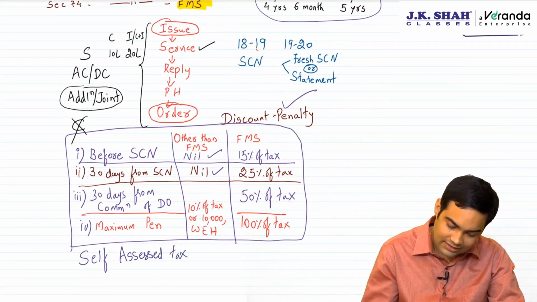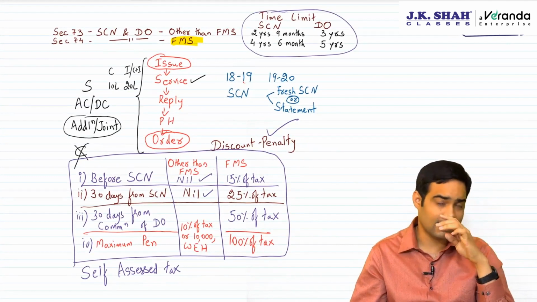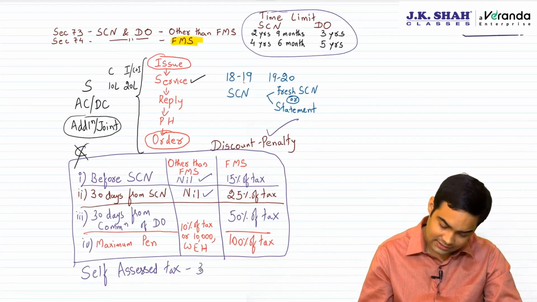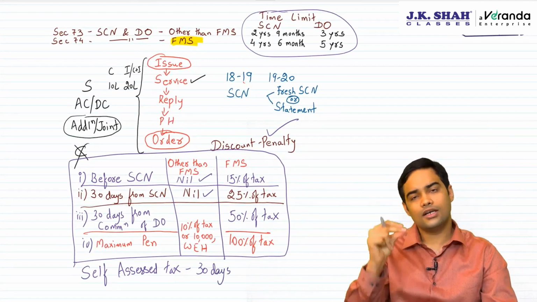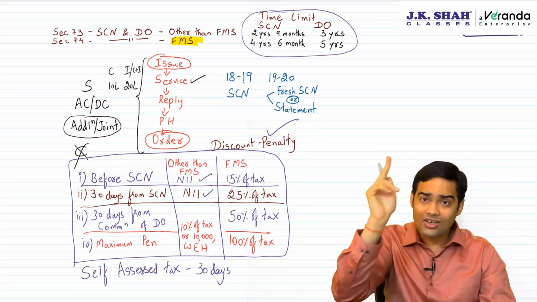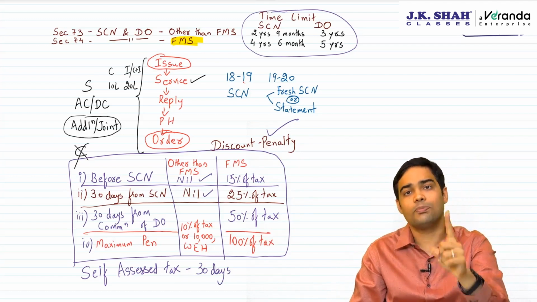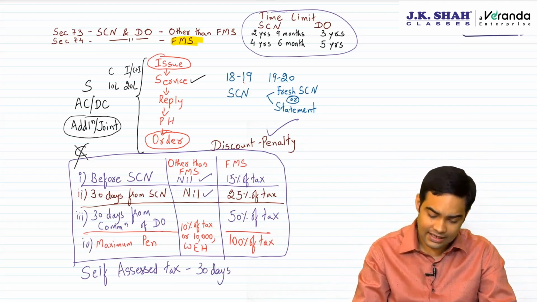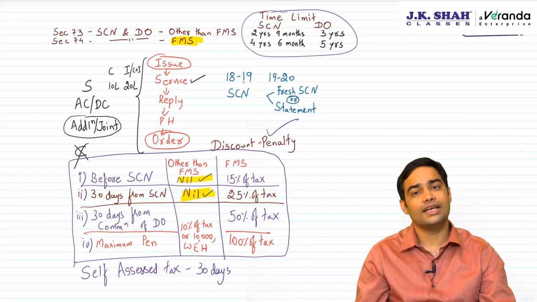That means he is saying that this much is what I have to pay. If he has not paid that self-assessed tax for 30 days from the due date, say suppose August month, what's the due date? 20th September. For 30 days he has not paid this, then he has to pay penalty. Relief of nil and nil will not be available. He has to pay it.